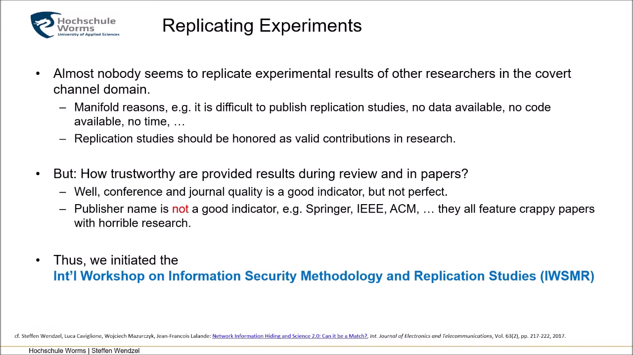Well, what is a good indicator in the end still is the journal and conference quality. If it's a good high quality conference or journal with a high impact factor, then the review is most likely very well conducted. But what is not a good indicator is the publisher name, even if it's Springer, IEEE, ACM, Elsevier, or whatever. I found tons of crappy papers there in the last years.